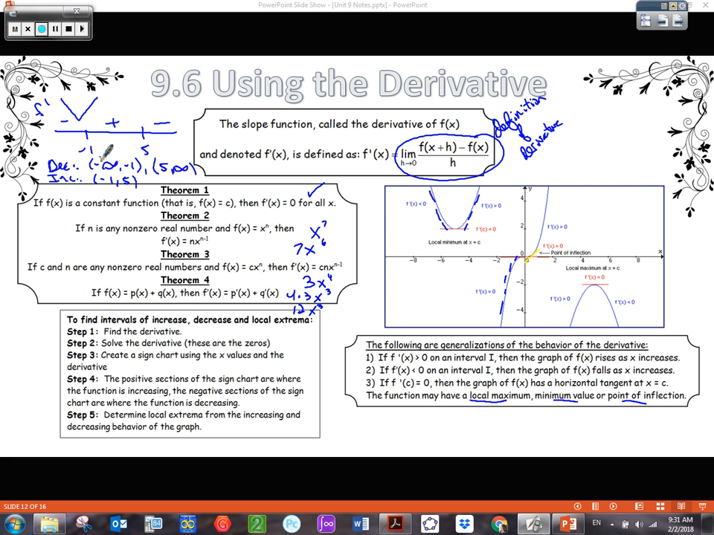All right. So now let's look over here. What about if I'm increasing to 5 and then I start decreasing? I'm increasing to 5 and then I start decreasing. What is happening at 5? A relative maximum. So I have a relative maximum here.